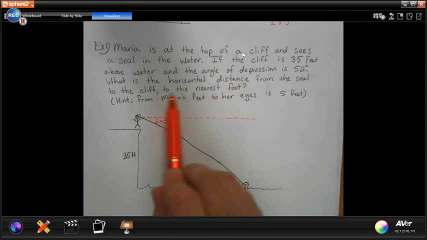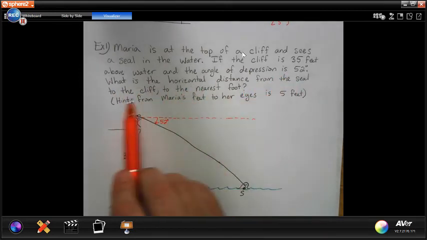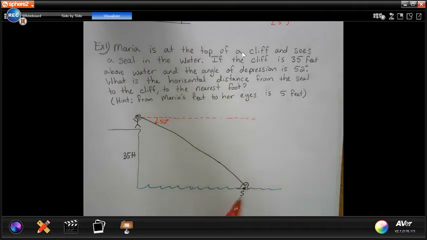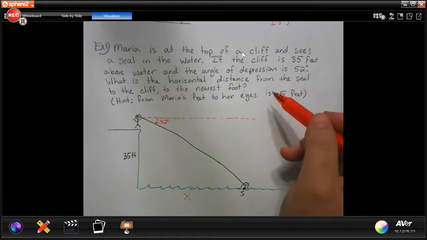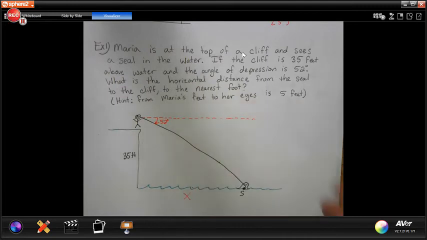Let's see. What is the horizontal distance from the seal to the cliff to the nearest foot? So from the seal to the cliff, that is our x. We have a hint. From Maria's feet to her eyes is 5 feet. So the cliff is 35 feet.